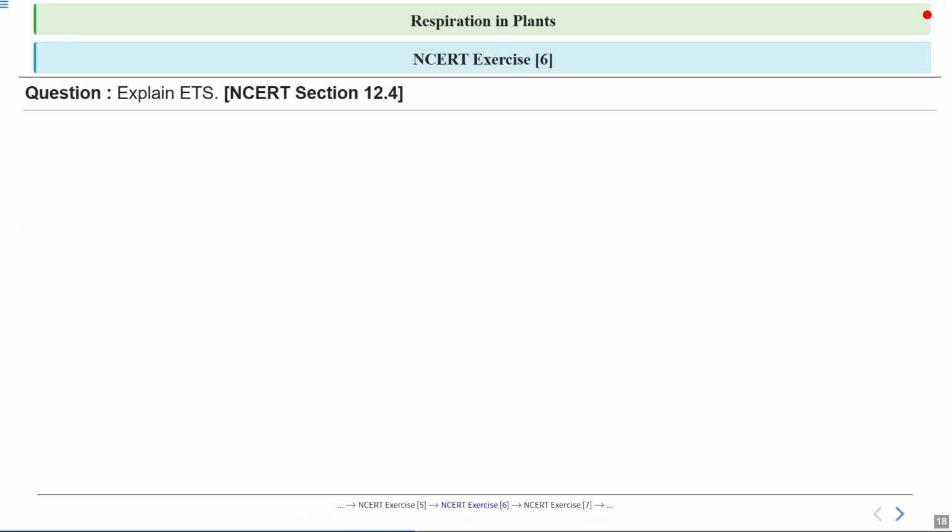Now let us look at the next question. Here we have to explain the electron transport chain.